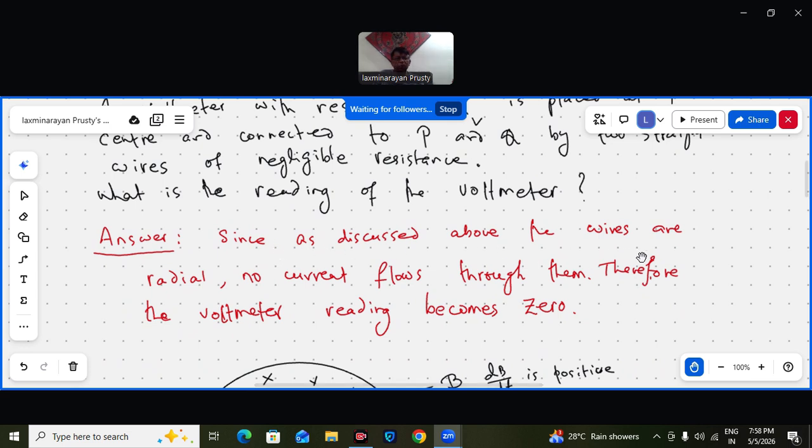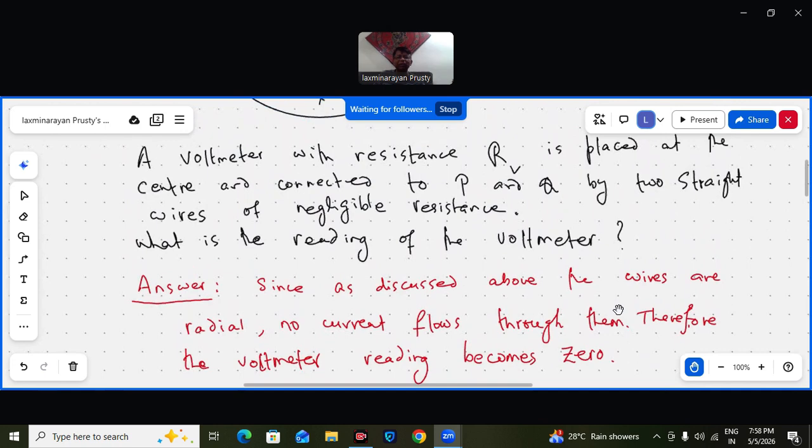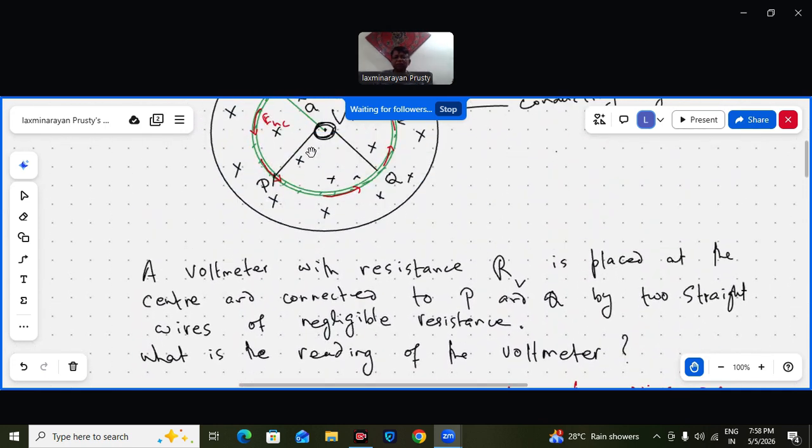Since I discussed above on page 1, the wires are radial, no current flows through them. Therefore the reading becomes a very simple answer. Since they are radial, this becomes a passive conductor. P and Q are at the same potential, so no current will flow through POQ. The reading will be 0.